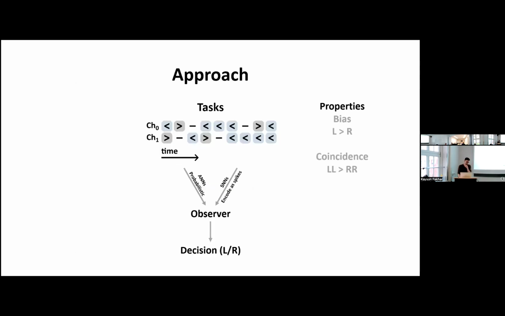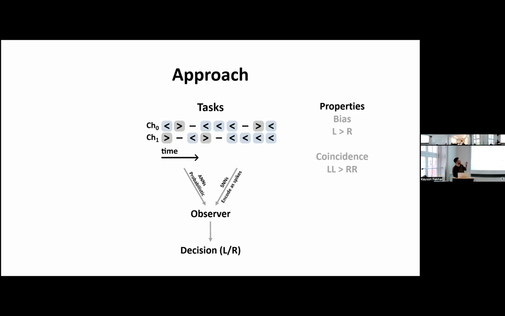So to approach these questions, we designed a family of related tasks for observers to perform, and I'll explain the observers on the next slide. But in these tasks, what we do is we present sequences of information over time in multiple channels. So for example, here is what we would call a trial, and this trial is composed of 9 time points. Each of these is one time point in the trial. And you can see that there's information in 2 channels which goes across time.